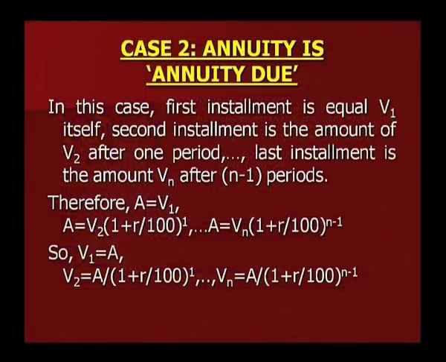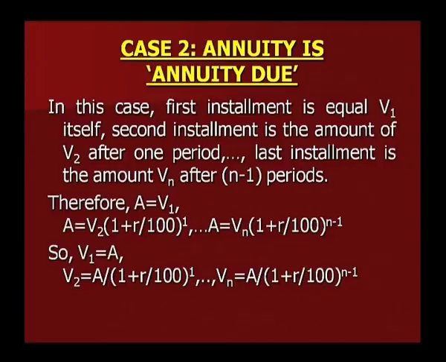Case 2, annuity is due. In this case, first installment is equal to V1 itself, second installment is the amount of V2 after one period, last installment is the amount Vn after n minus 1 periods. Therefore, A = V1, A = V2 multiplied by (1 + r/100)^1 and so on. Last A = Vn(1 + r/100)^(n-1).